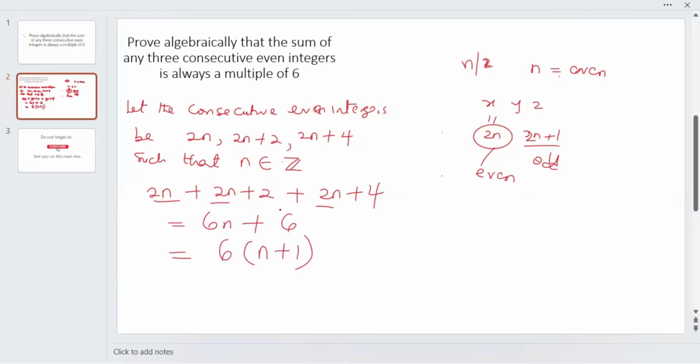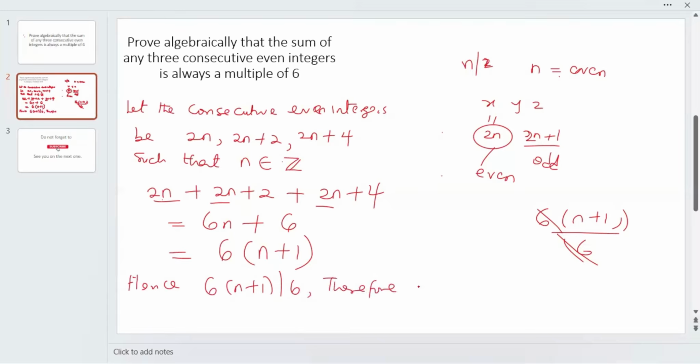And of course, since I'm able to factorize out 6, it simply means that this expression is actually divisible by 6 because I can divide this by 6. If we come to this side and we have this divided by 6, I'm going to be left with a value, which tells us that this is actually divisible by 6. So we say that 6 into n plus 1 is actually divisible by 6, right? That is divisible by 6. Therefore, we have our proof. And that is it.